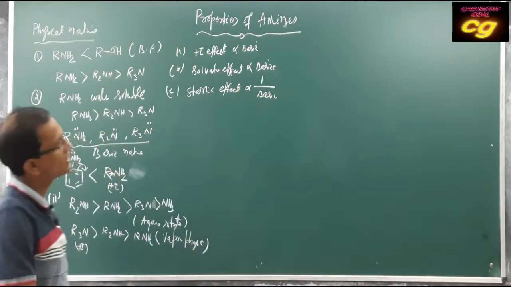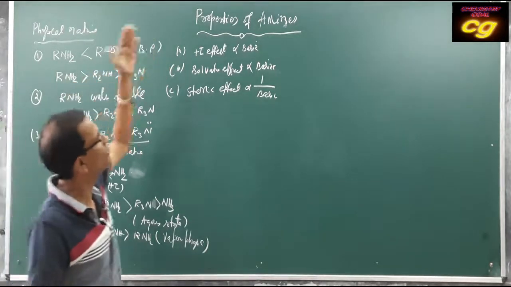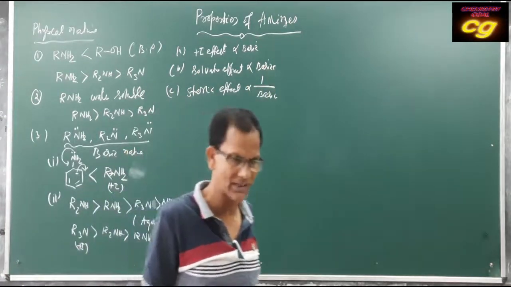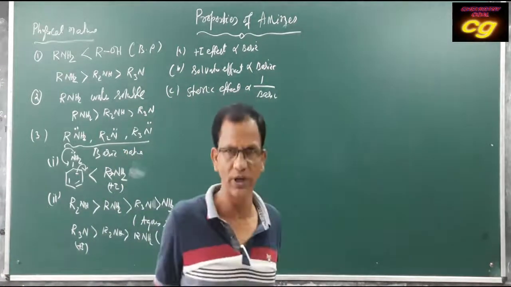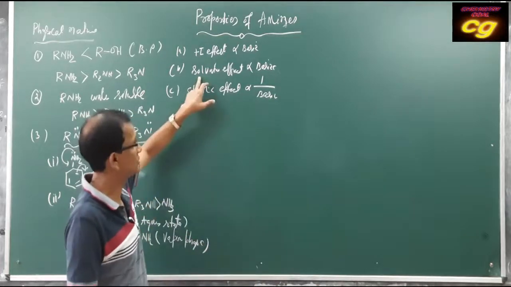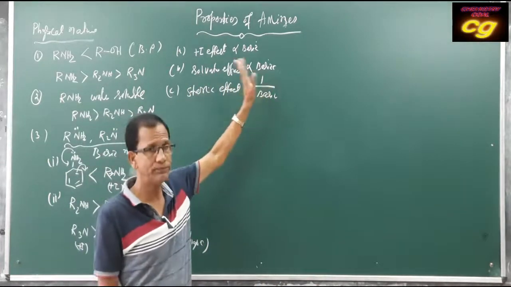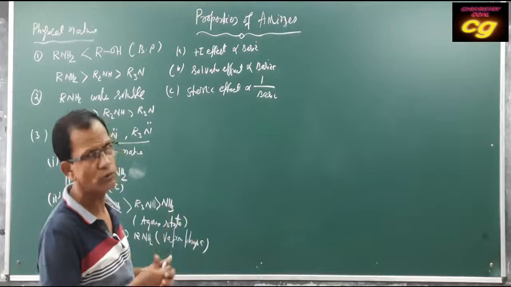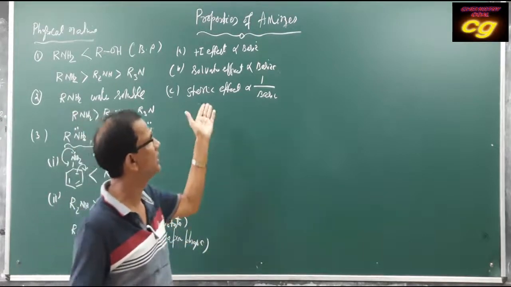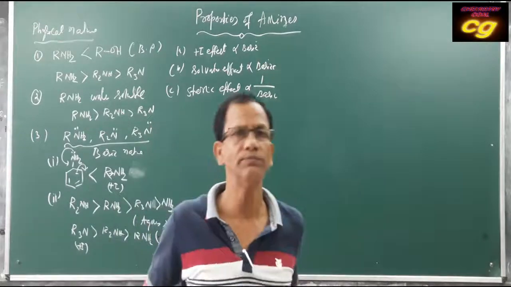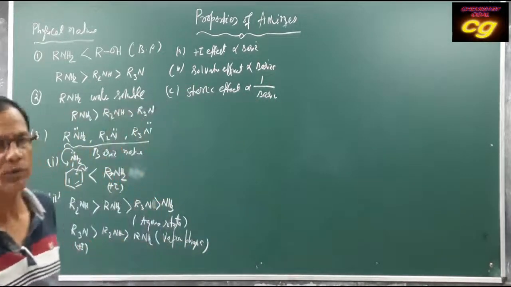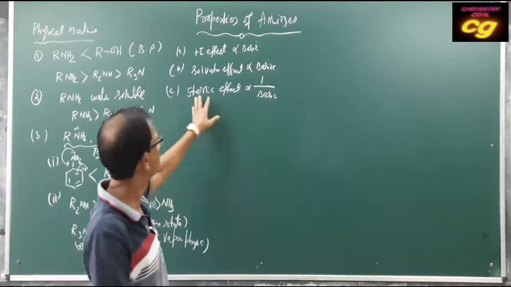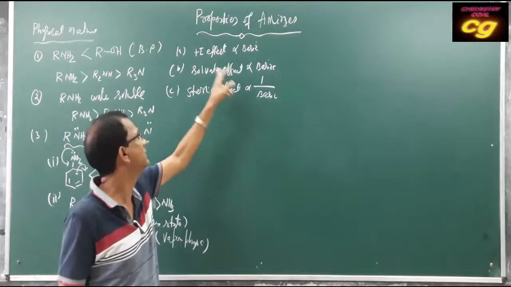So these three factors are very important. One is the cross effect, more cross effect, more basic character. More solvation effect means after accepting H plus, the number of hydrogen bonds increases. That's why the solvation effect is also very important in basic character. If the steric factor is more, with bulkier groups there will be steric hindrance, and the electron density on the nitrogen atom will not be more, because due to the steric effect the molecule will be disturbed. So that's why the steric factor decreases basic character.